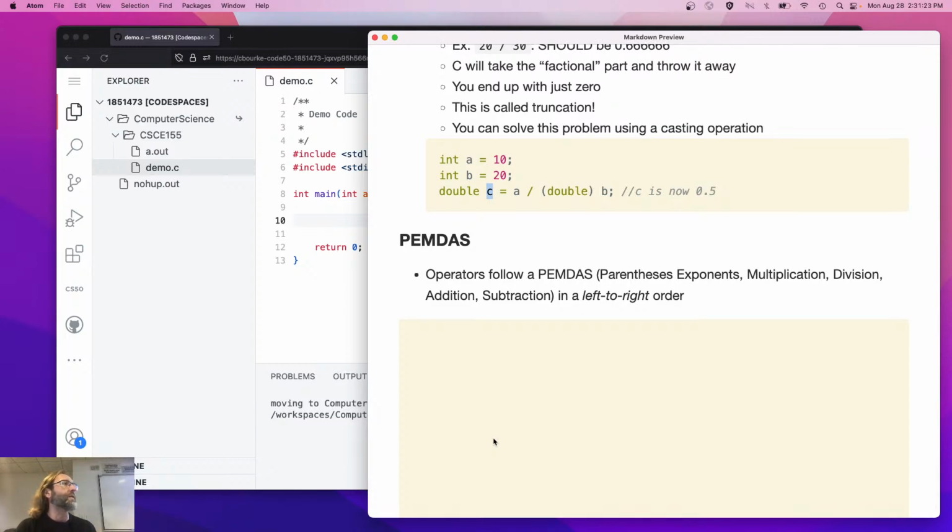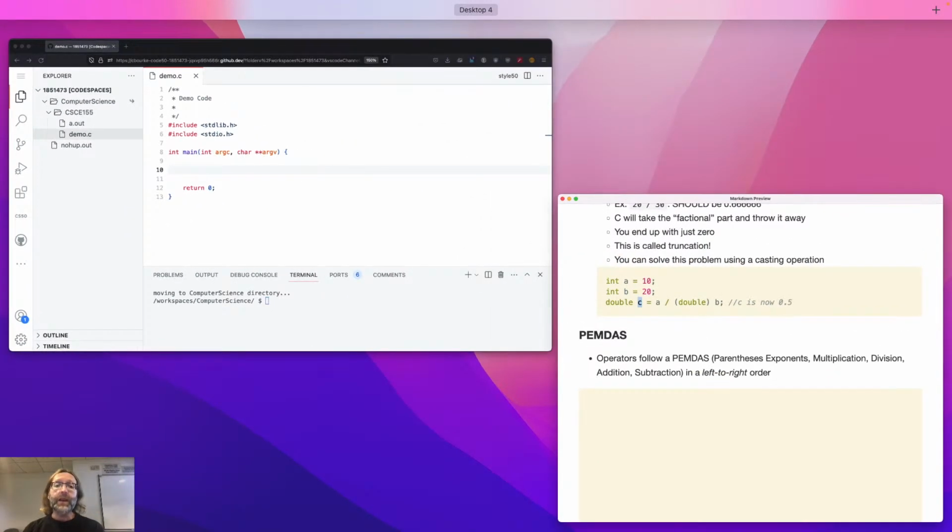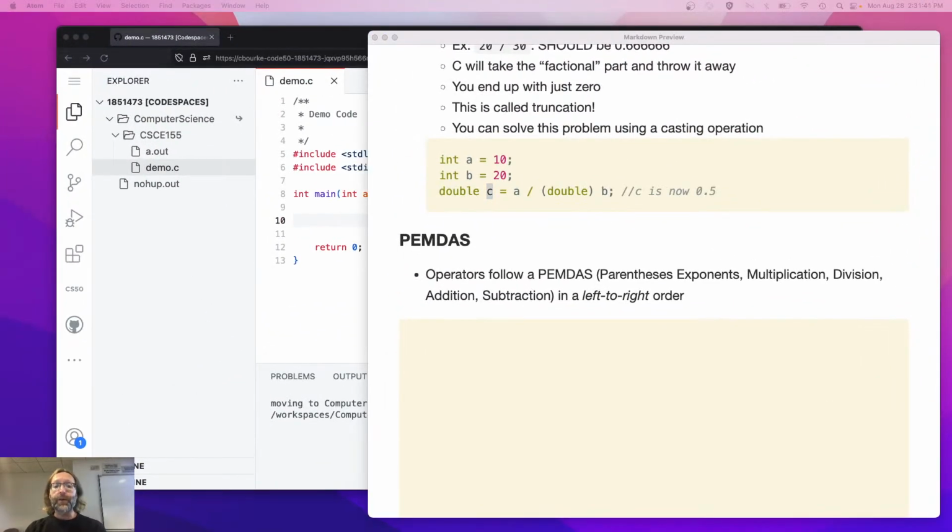It also follows the well-known PEMDAS. If you've never seen that acronym before, it stands for parentheses, exponents, multiplication, division, addition, and subtraction. Those are the order of operations that we're all familiar with from grade school math, right? That multiplication is evaluated before division. As a consequence, the following are not equivalent.